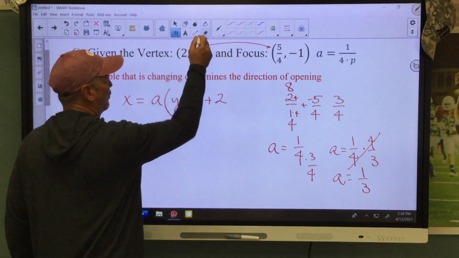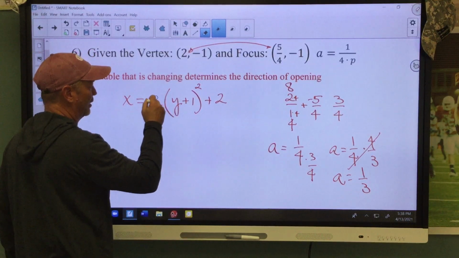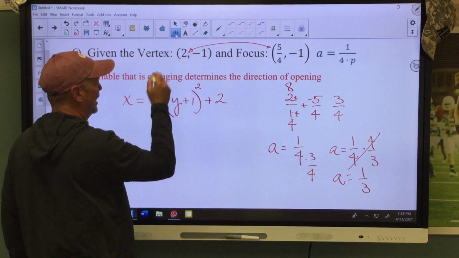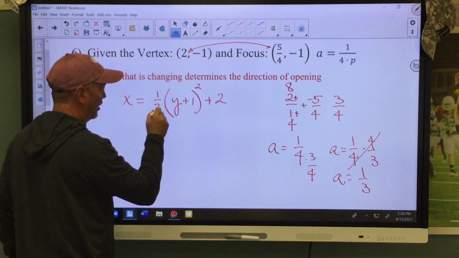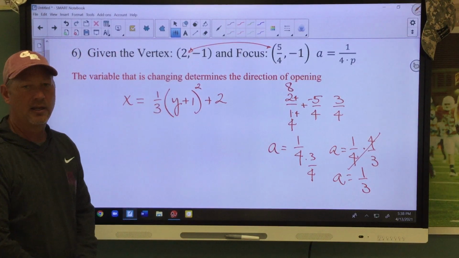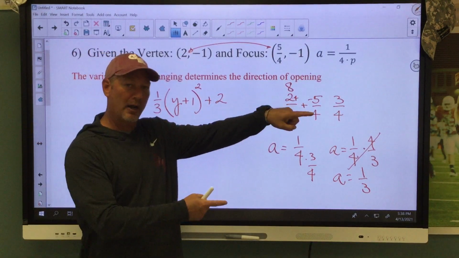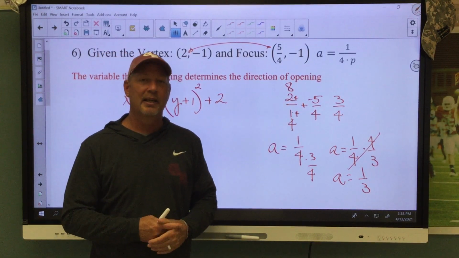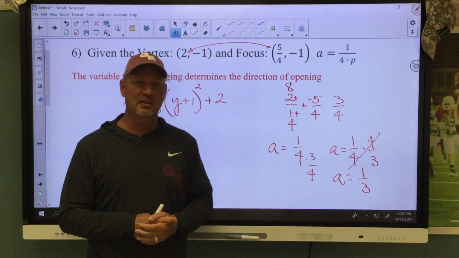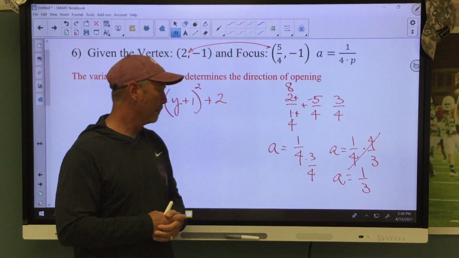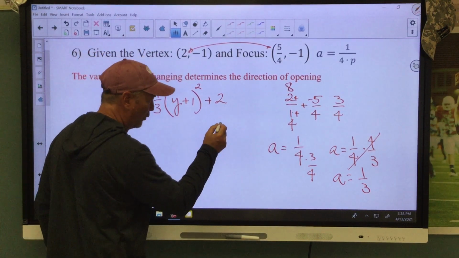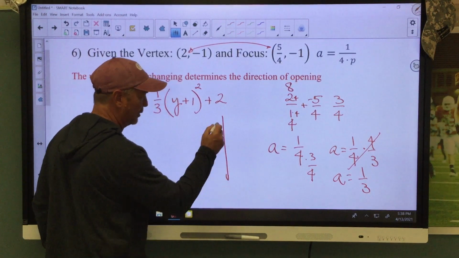So we'll come over here and replace it. And we say that a is 1/3. But I still don't know if my graph is going to open up to the left or if my graph is going to open up to the right. And the easiest way for me to do this is I sketch a quick picture. Okay? A small little graph to look at it because I'm a visual person.